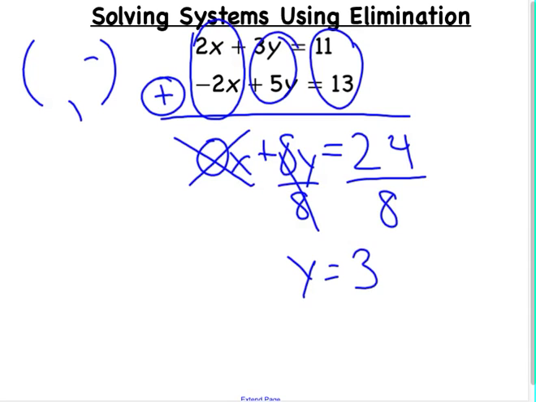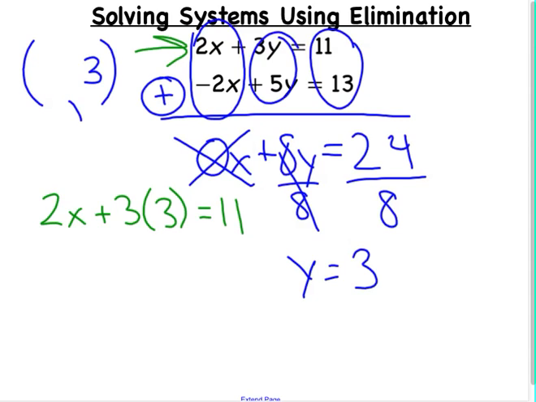So that tells me that the y value is 3. So I'm going to write that there. And now what I got to do is figure out what the x value is. Well, the x value I can find by substituting 3 into either one of the equations. I'm going to pick the top one because that one doesn't have a negative, so I think it's easier to work with. So 2x plus 3 times 3 equals 11. So I rewrote the top equation, but instead of y, I replaced that with 3. So I got 2x plus 9 equals 11.